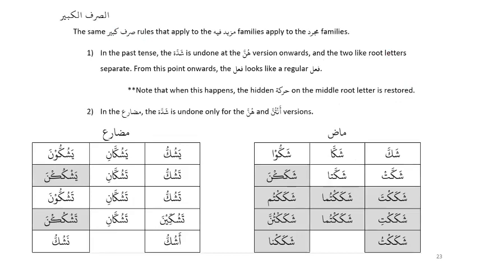All right, so sarfe kabir. The same sarfe kabir rules that apply to mazid fi families also apply to mujarrad. So what did we say with mazi earlier? We said that once we hit hunna, after that it's the same. So this is a nice revision of your very first verb conjugation. So in your very first verb conjugation, if you remember, so for example, do you remember the conjugation for fataha?